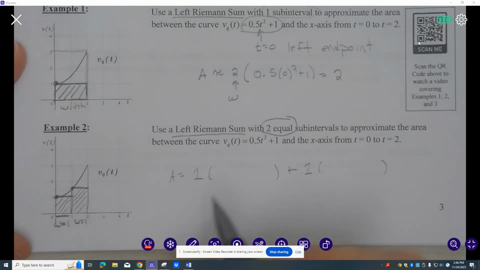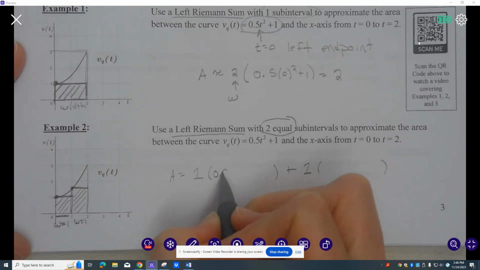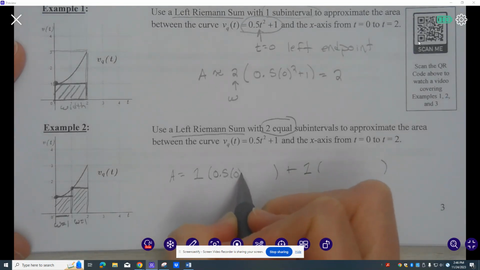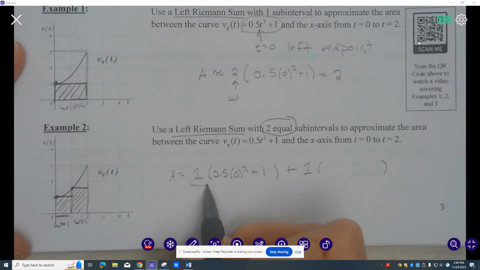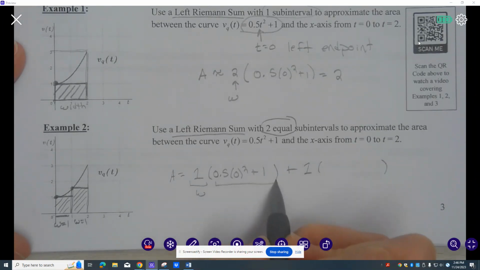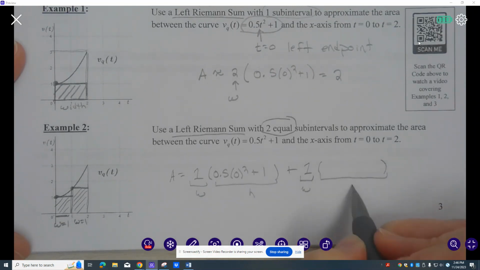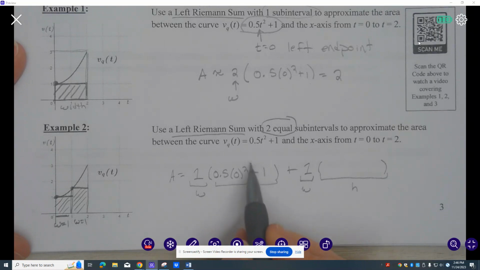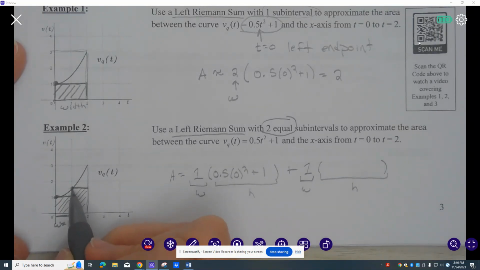So this height we know, it comes from plugging 0 into the function. So that's going to be the same as what we had above. And then again, this is my width, and this is my height. This is my width. This is my height. This is rectangle number 1, rectangle number 2. Rectangle number 2, the height comes from plugging t equals 1 into my function.